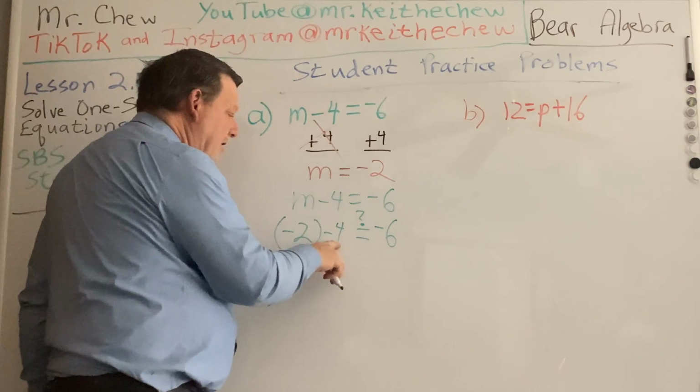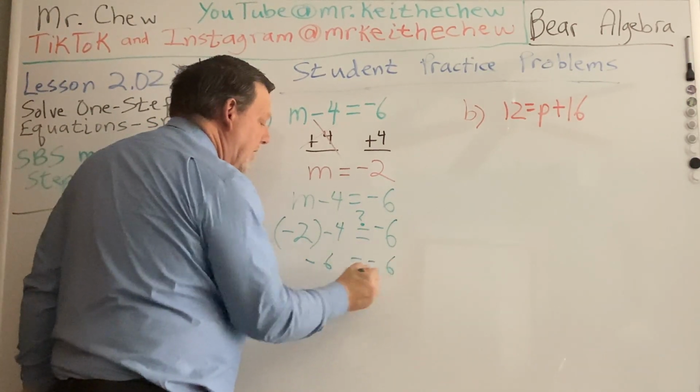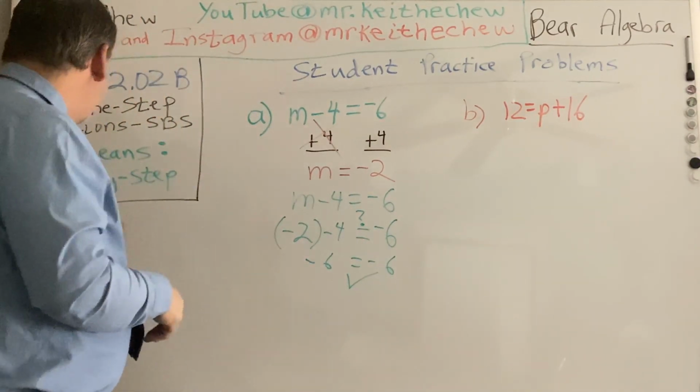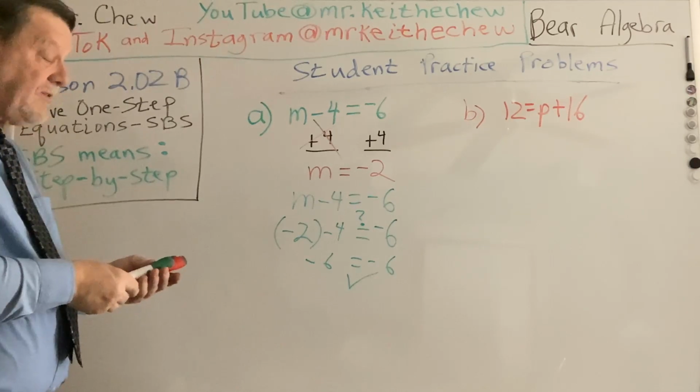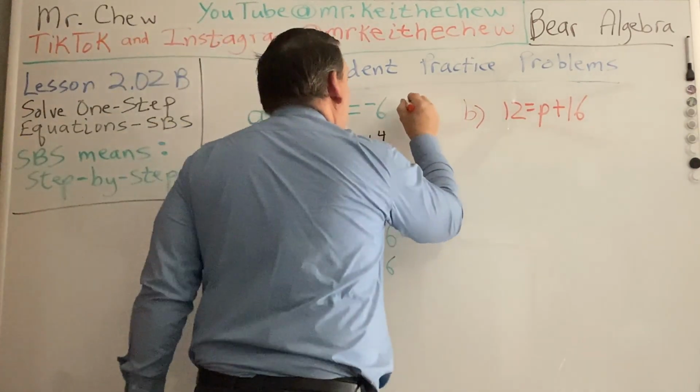Negative 2 minus 4 is negative 6. And negative 6 equals negative 6, so it did check. Now, when we say step by step, if we ask you to justify it, this is my original equation.